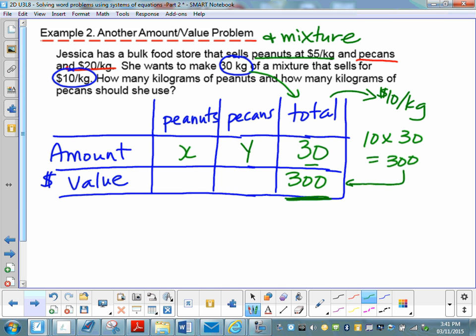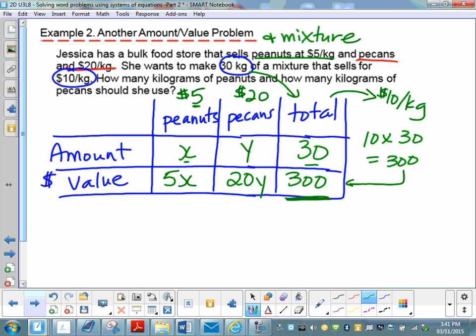Now to fill in our other two spaces here, remember that the peanuts are $5 a kilogram. The pecans are $20 a kilogram. So, like we did in the questions in the last lesson, when we have this mixture, to figure out the value, we're multiplying this value by the variable here. So it's going to be 5x. And I do the same thing for the 20 and the y. So it's going to look like that.